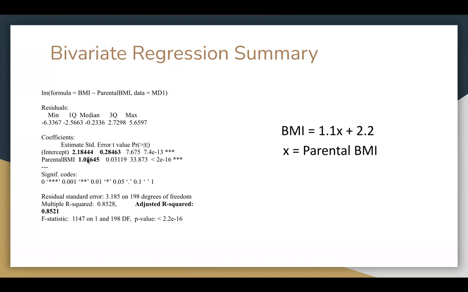The bivariate regression equation on this would look like this: BMI equals 1.05645, which is our estimate, times x, which is our parental BMI, plus 2.2-ish, which is our intercept. That's our bivariate regression equation. We were talking about parameters, and these parameters each have a standard error. This indicates how different the population mean is from the sample mean.